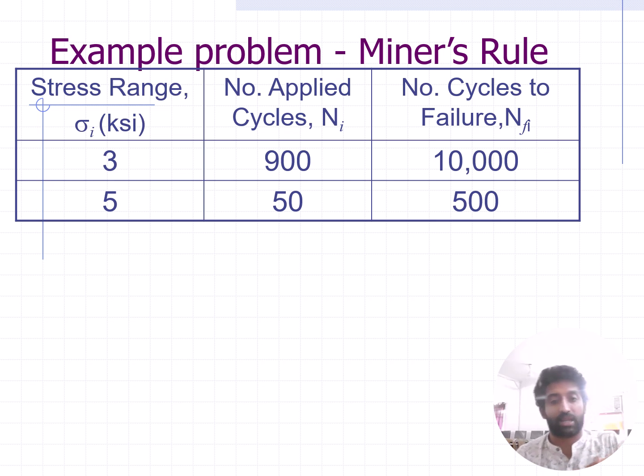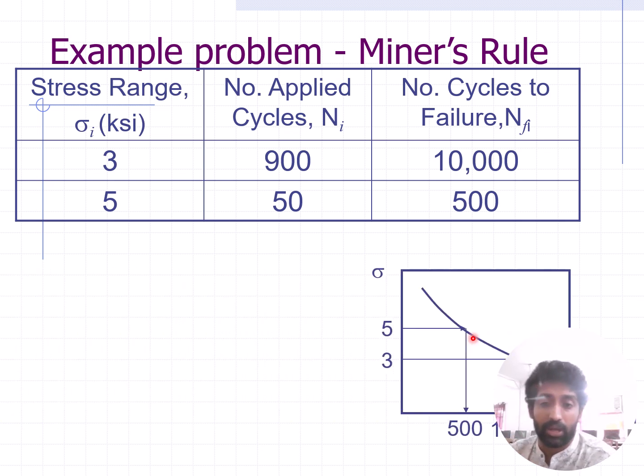The example for Miner's rule: you can see that at a stress of 3 ksi, the number of cycles applied is 300, but the number of cycles to fatigue is 10,000. But at 5, the number of cycles comes down to 50, and the number to fatigue goes to 500. That means the graph goes down one by one. That's what I was talking about. You have to understand how fatigue works. It is an unexplored area, and it is getting explored day by day.